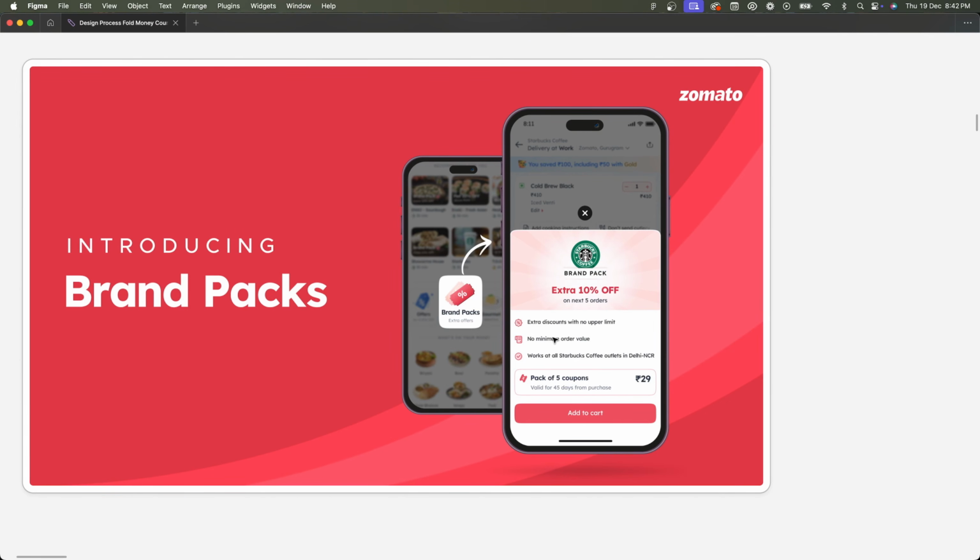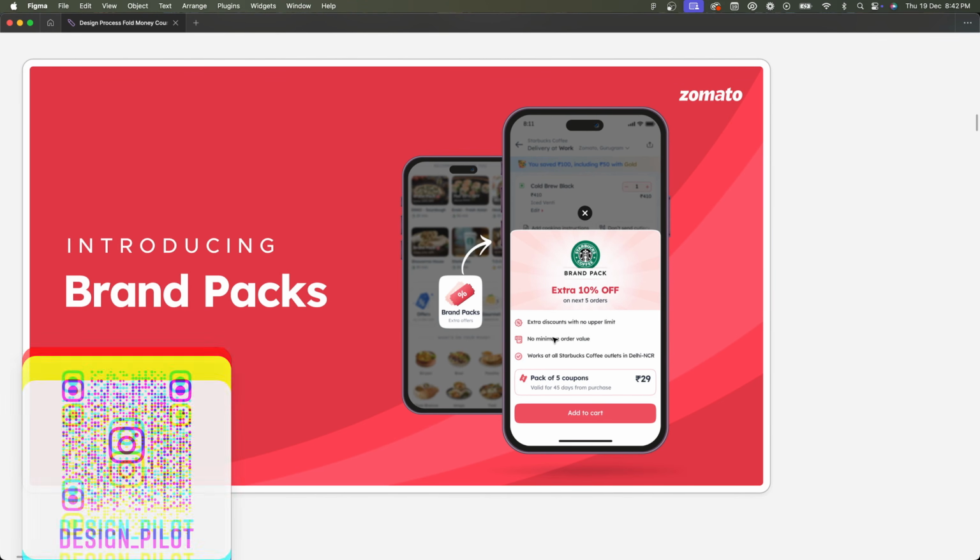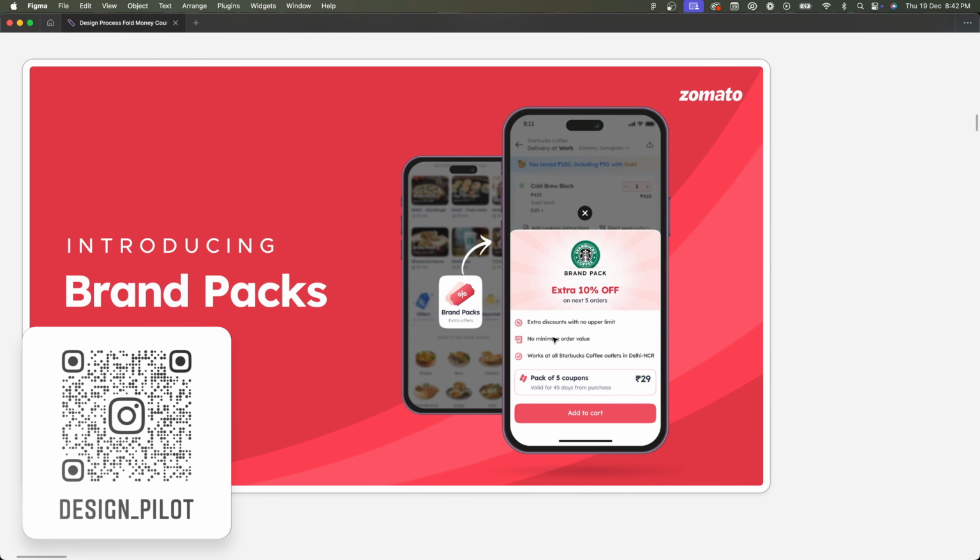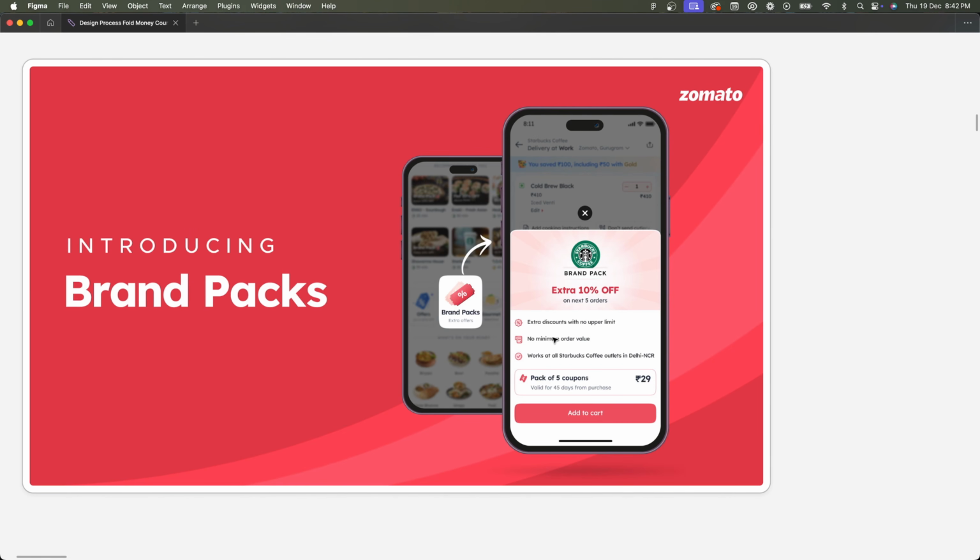If Zomato knows that people are ordering from the same restaurant multiple times, the same person is ordering from the same restaurant, they would be a proper target user for this. Because if I'm ordering probably once a month from Starbucks, then I'm not essentially a target user. So Zomato probably knows that there are people who are constantly ordering from the same restaurant multiple times. And so it makes sense to introduce brand packs for those restaurants or cafes, right?